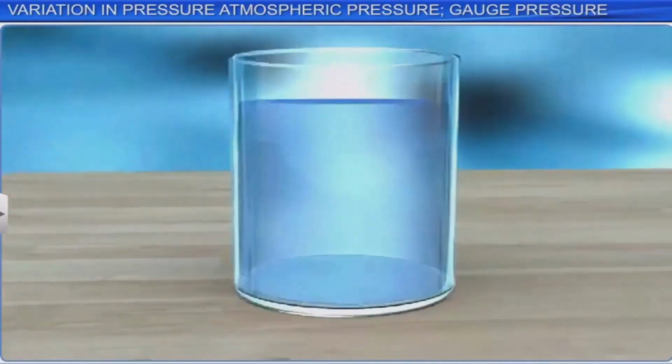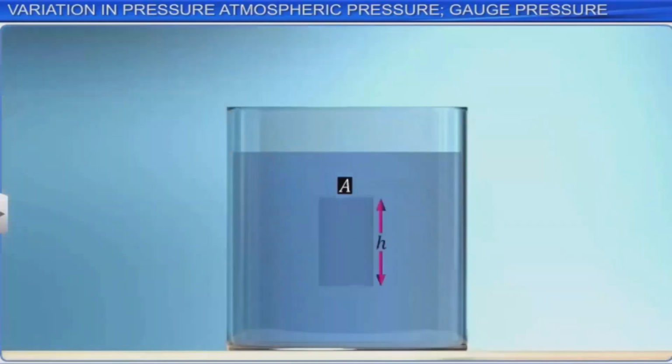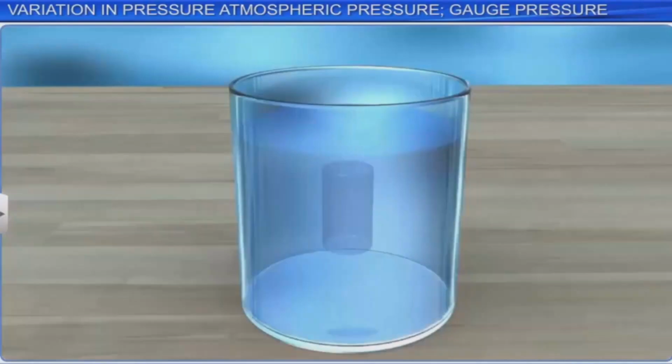Consider a liquid in a cylindrical container. Now, consider a cylindrical element of the liquid with base area A and height h. In it, let mg be the weight of the cylindrical element. Let 1 and 2 be points on the flat surfaces of the element at its top and bottom.